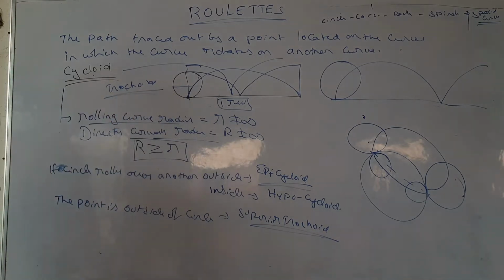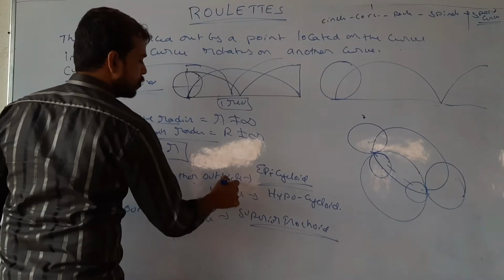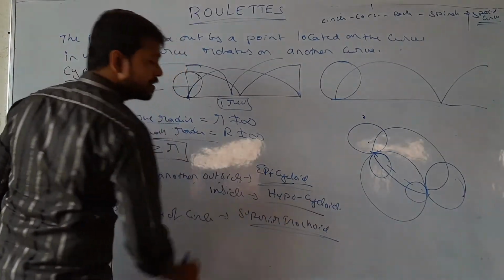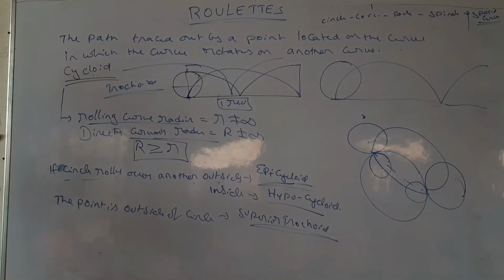First of all, please go through it. A circle that rolls over another circle outside, then you will get epicycloid. Inside you will get hypocycloid. What if both are the same?